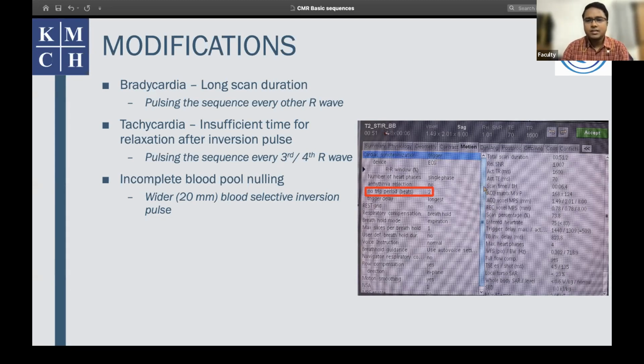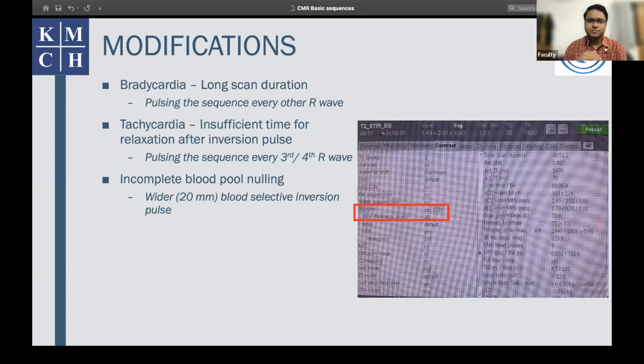The third point is the incomplete blood pool nulling. So we use these 2 180 degree pulses to null the signal from the blood. But one thing that has to be kept in mind is that the slice selective 180 degree pulse that we give is always given at a greater slice thickness than the slice that is imaged.